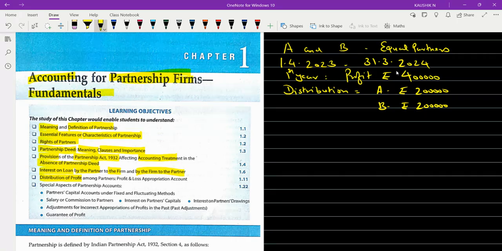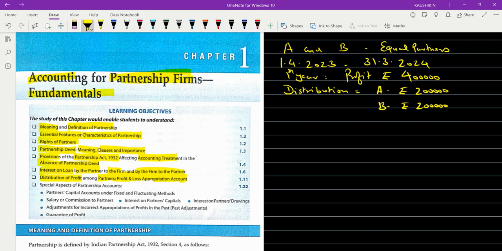What's the name of the account? Very good. So the name of the account is profit and loss appropriation account. And what is the ultimate purpose of this account? It is to show the distribution of profits or losses among the partners along with some appropriation items. We have something called items of appropriation.